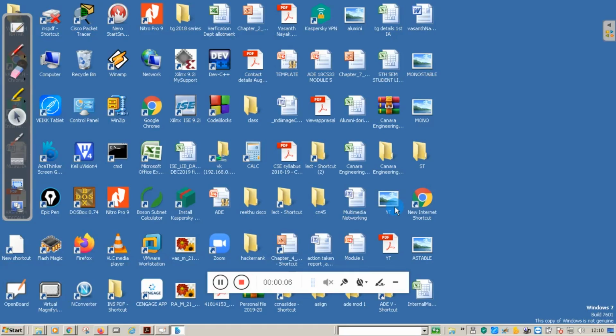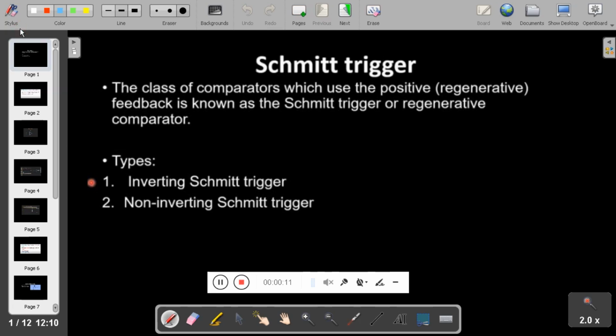In this session, we will discuss Schmitt trigger. In my previous video, we discussed what is astable multivibrator, what is monostable multivibrator, what is an operational amplifier, and important characteristics of the operational amplifier. So in this video, we will discuss Schmitt trigger.